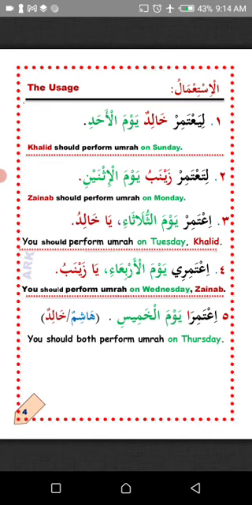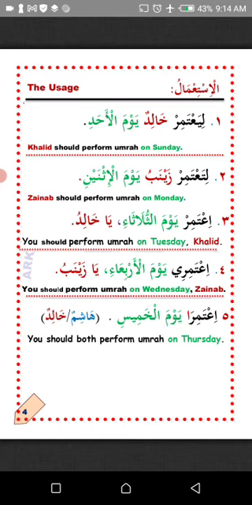أربعة, number four. اعتمري يوم الأربعاء يا زينب. اعتمري, you should perform umrah يوم الأربعاء, on Wednesday. يا زينب, Zainab.